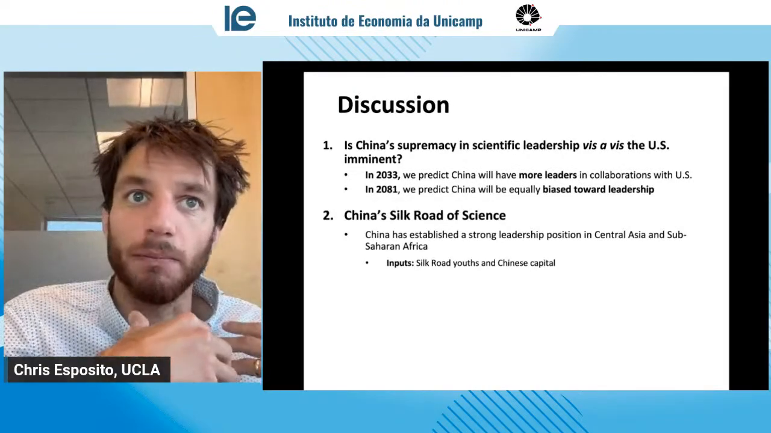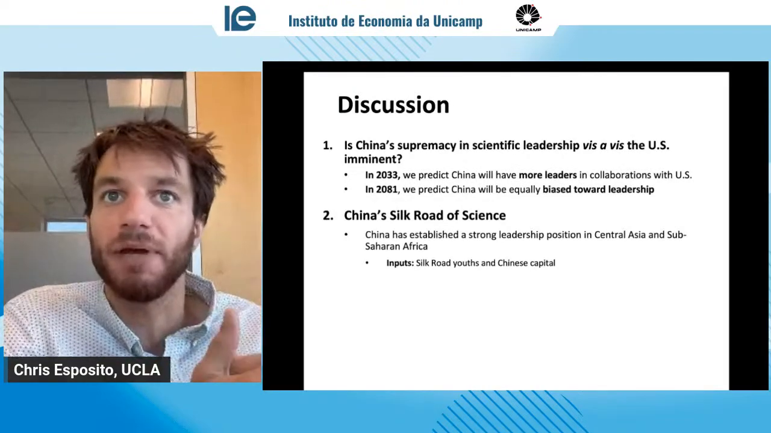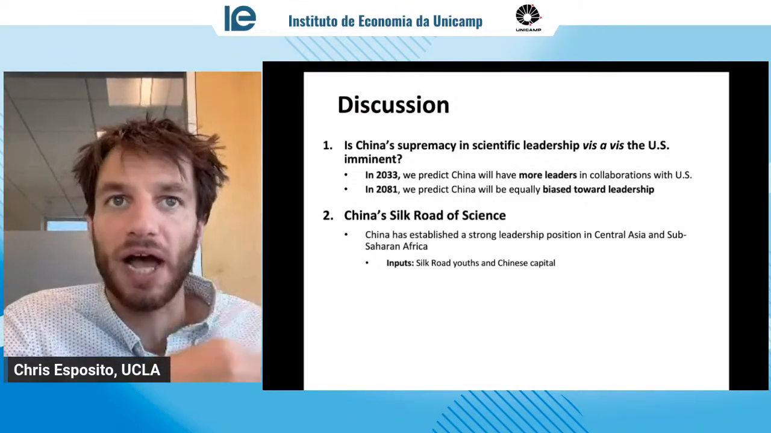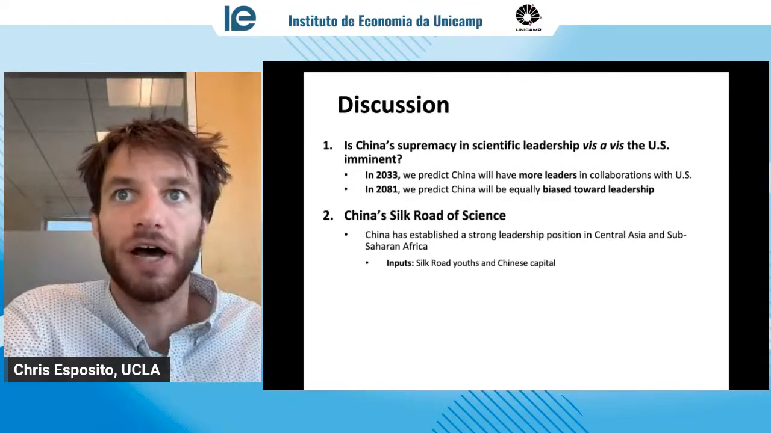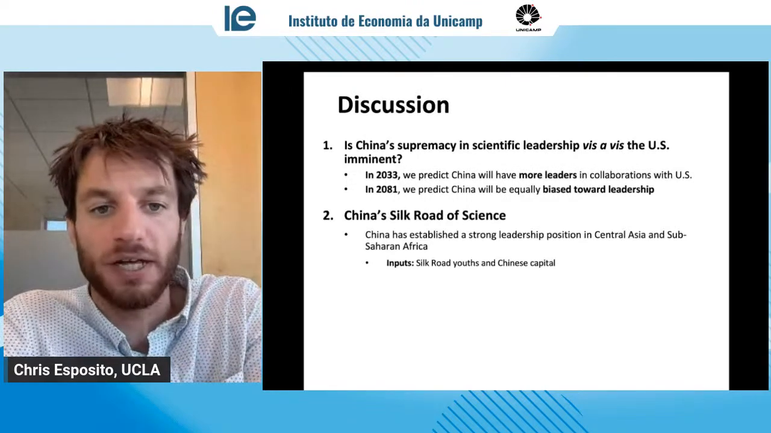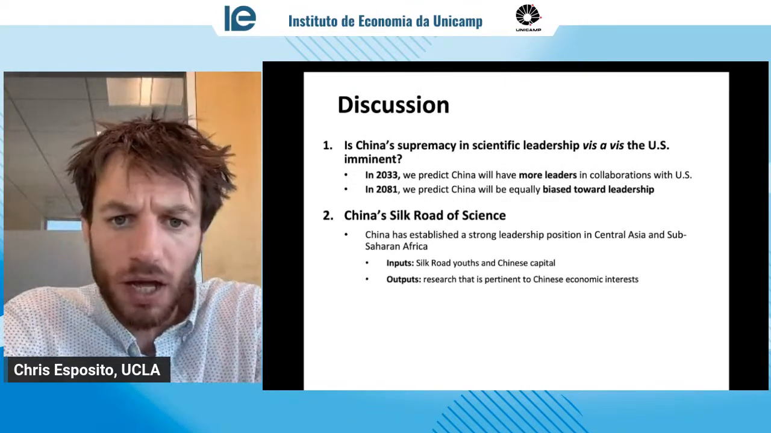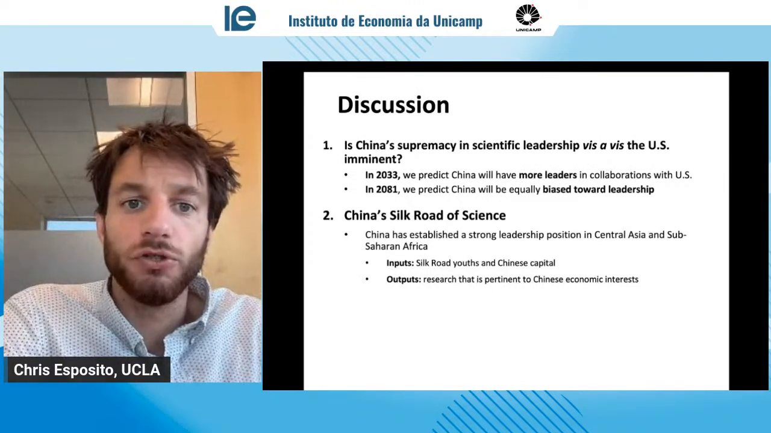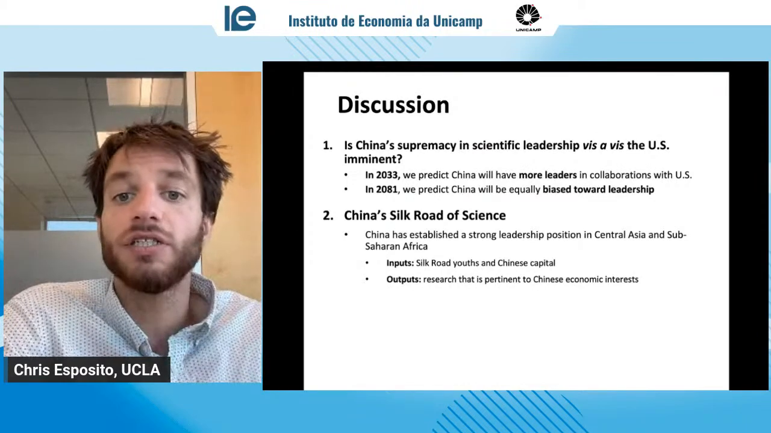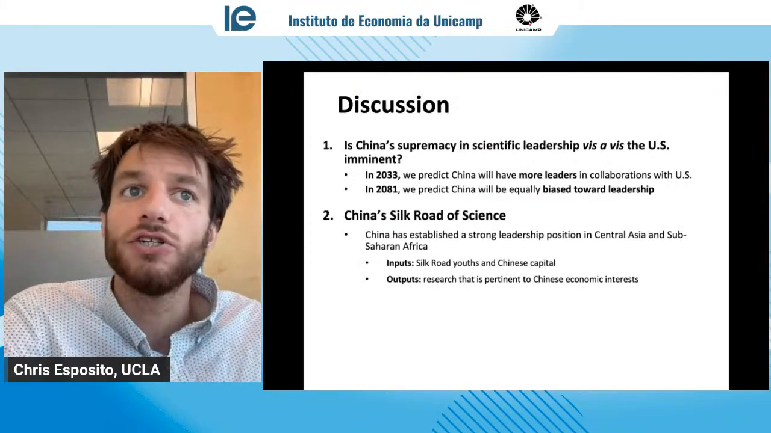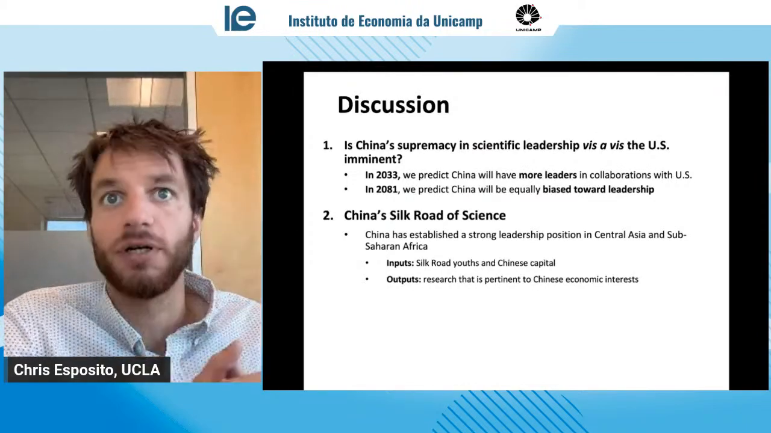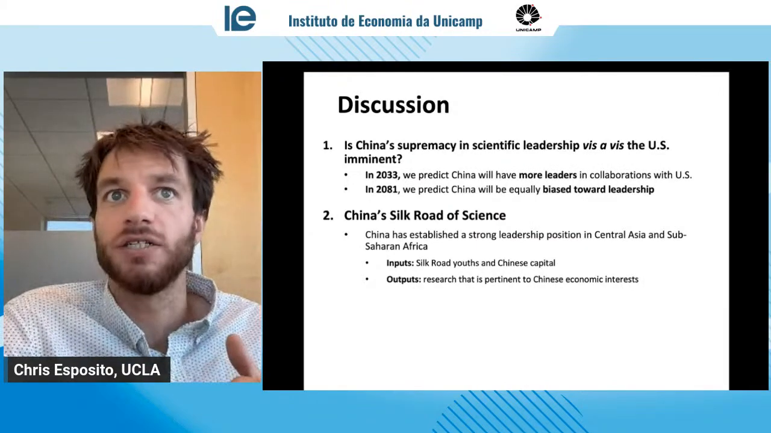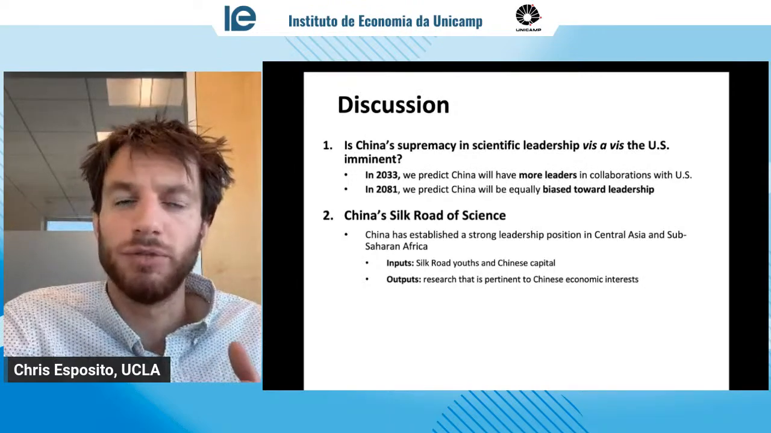So they have made massive expenditures to educate foreigners from the Silk Road at their universities. Again, the value is about $4 billion that they spent in this regard. What is the output of this? They're now able to perform research that is pertinent to Chinese economic interests, right? So able to deploy international scientific labor towards China's own sets of objectives.